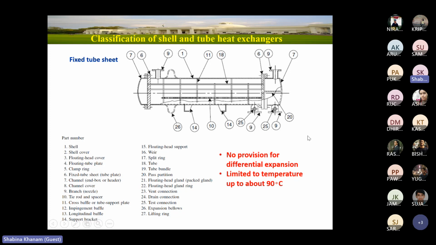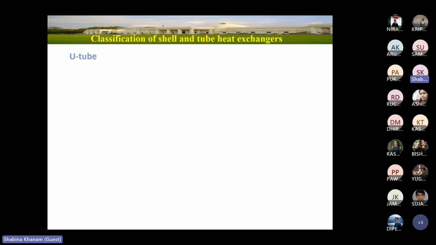This type of heat exchanger is very cheap, or we can say of less cost in comparison to others which we are going to discuss. So you will choose this heat exchanger when the maximum temperature given in the problem is less than or equal to 90 degrees, not beyond that, right? So this is the fixed tube sheet and we have this limitation: we cannot include thermal expansion or contraction. To avoid this limitation we have another heat exchanger, which is the U tube heat exchanger.